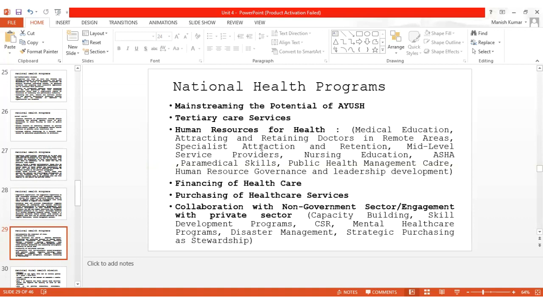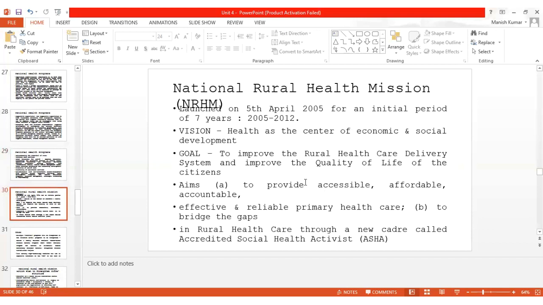Again, in most of the states there is an issue with human resources for health. We do not have the prescribed number of doctors, nurses, or paramedics. Then financing for healthcare. If you want to read more about that, learn about the 15th Finance Commission, which came I think the year before last, which talks about a different funding system for improving the healthcare system. Then collaboration with the non-government sector, engagement with public-private sectors. These all are there. Now we will talk about NRHM.